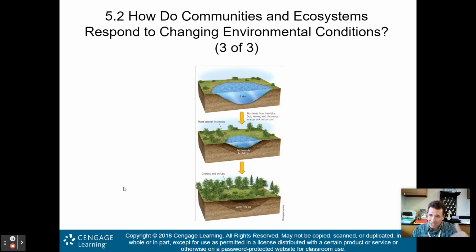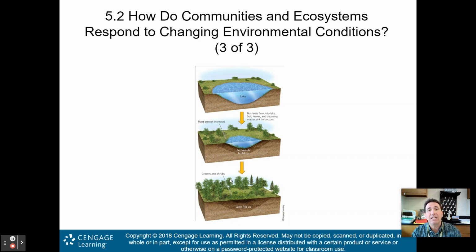Now that's in a terrestrial biome. In an aquatic biome, primary ecological succession looks a bit different. Basically, this occurs where sediments and plants have been gouged out from a lake bottom, maybe by a glacier. Over time, nutrients flow into the lake. The soil, leaves, and decaying matter end up sinking to the bottom. The sediments pile up, and eventually the lake fills up, and now you have a terrestrial habitat. So this is kind of the same thing that goes on land, but it happens in a lake or some kind of pond or things like that.